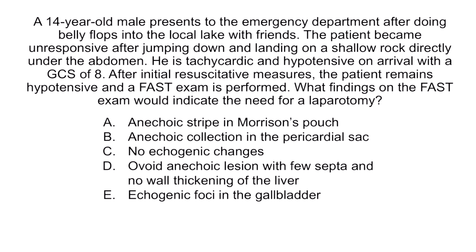This patient has had major abdominal trauma and continues to be unstable despite resuscitative measures. This question requires not only knowing the indications for a laparotomy, but also interpreting ultrasound findings. The finding on a FAST exam that would indicate the need for laparotomy in an unstable patient is any evidence of free fluid. Fluid is going to appear black or anechoic on ultrasound. Morrison's pouch refers to the space between the liver and kidney where intra-abdominal fluid will collect. So an anechoic stripe in Morrison's pouch indicates there is free fluid in the abdomen and this patient needs to go for a laparotomy. So A is the correct answer.